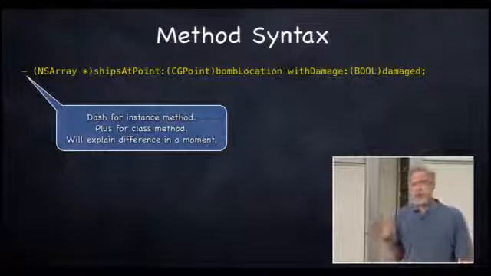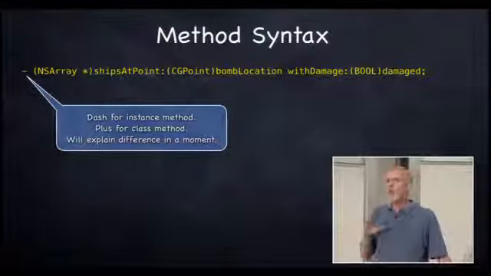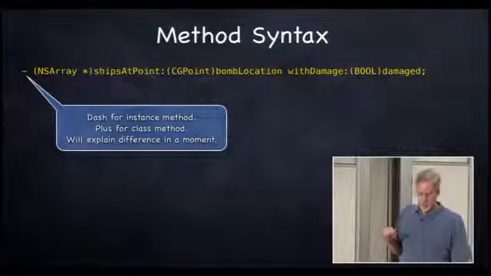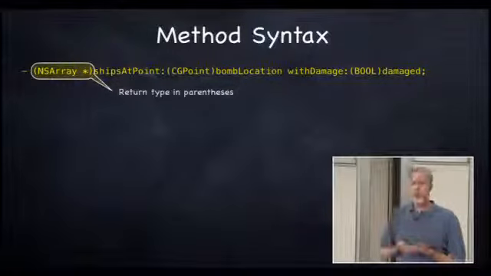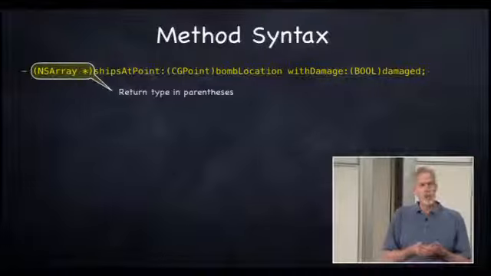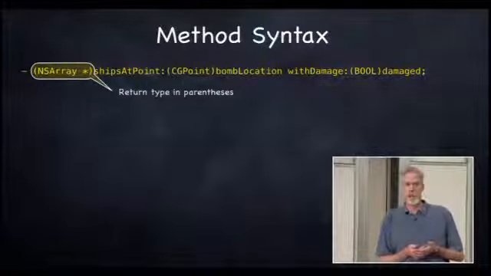A dash means it's an instance method, and a plus means it's a class method. And I'm going to talk in detail about what the difference between those two are. So that's what that first character is. Next, you have the return type of the method. All right, we've seen void as a return type. That means it doesn't return anything. That's different from not putting anything here.